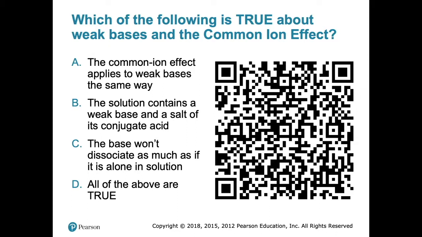All right, which of the following is true about weak bases and the common ion effect? The common ion effect applies to weak bases the same way. That seems reasonable. The solution contains a weak base and the salt of a conjugate acid. Sounds reasonable too. And the base won't dissociate as much as if it were alone.